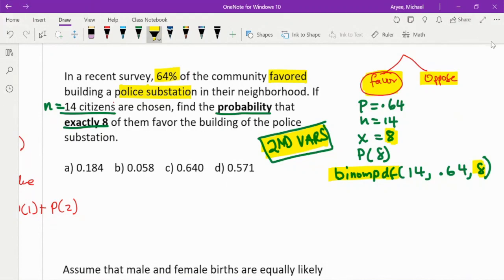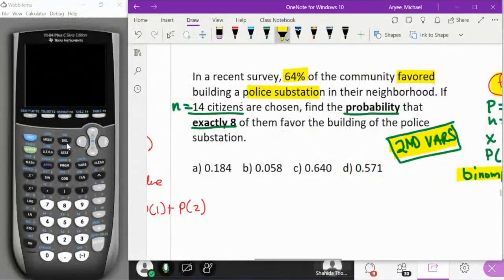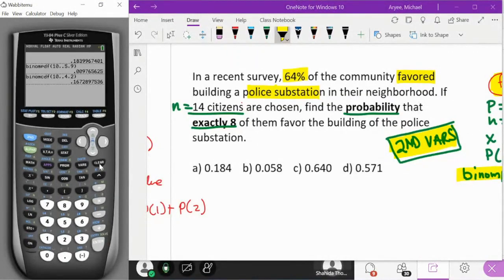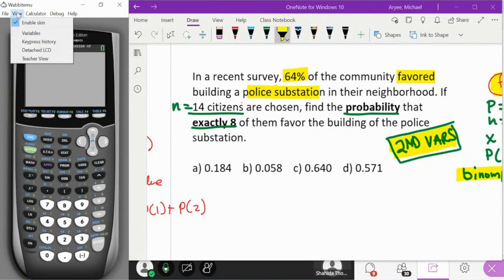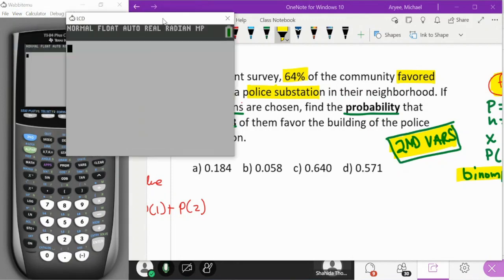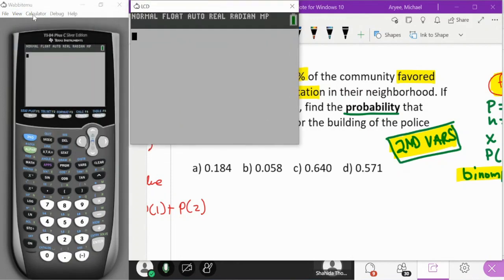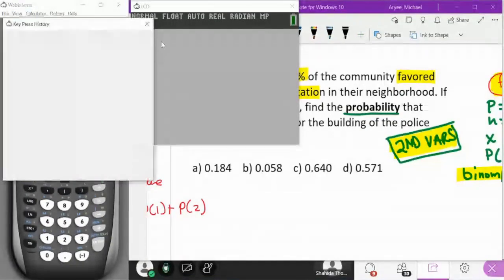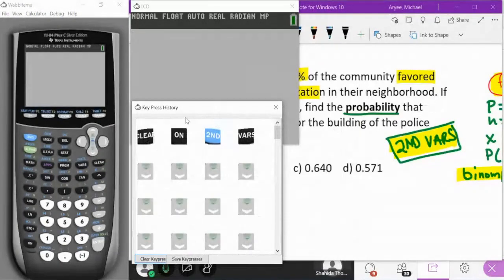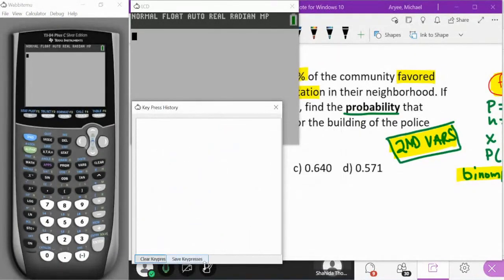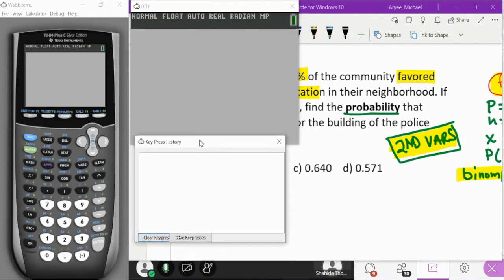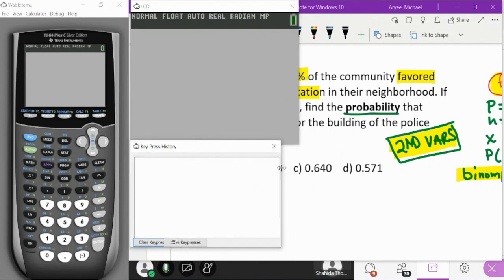All right, so let me pull my calculator. Let me power it on. Why is the power not coming? Okay, clear. Let me see if I can show the key presses, that's the LCD, and then the key history. I want you to see what I'll be pressing, so that's why I put this over there.